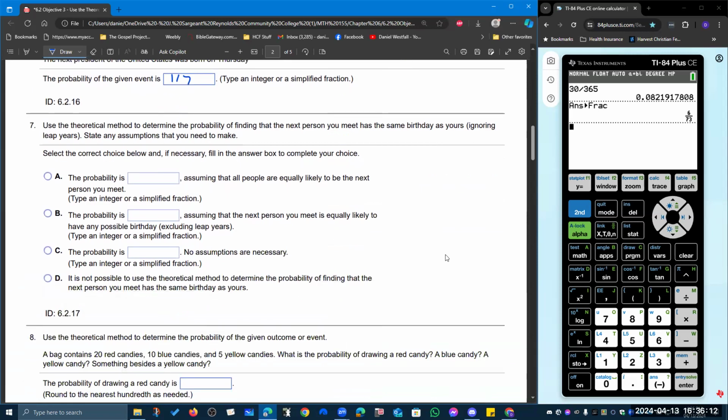Use a theoretical method to determine the probability of finding the next person you meet has the same birthday as yours, ignoring leap years. State any assumptions that you make. So the probability should be 1 out of 365, since there should be, on average, normally 365 days in a year, and we're assuming that it's equally likely for people to be born on any day of the year. So that's this one.